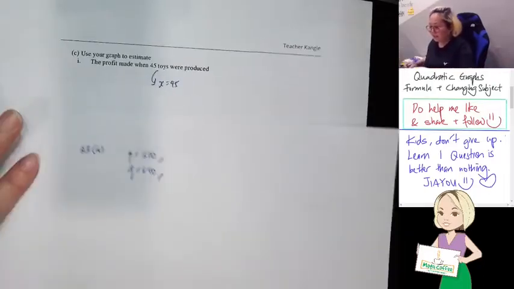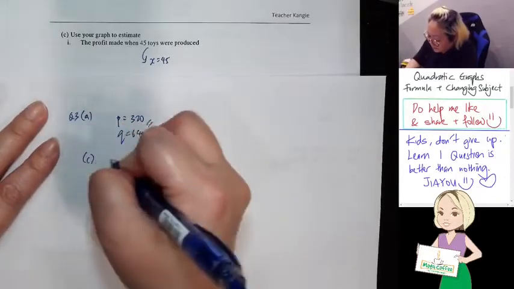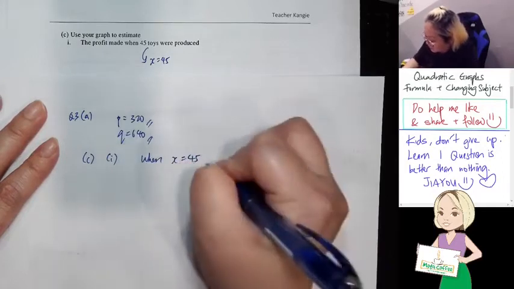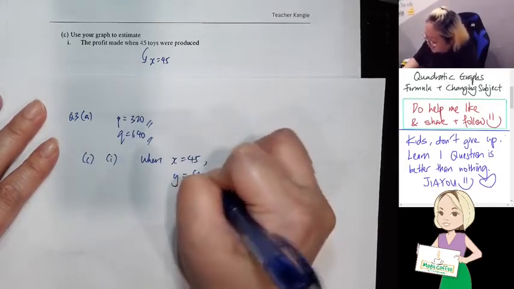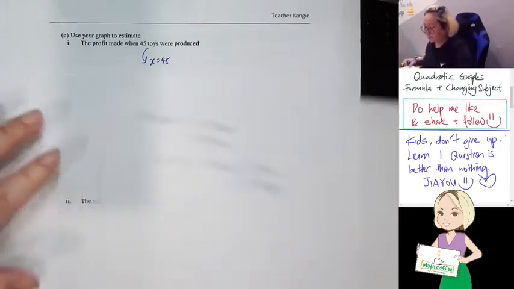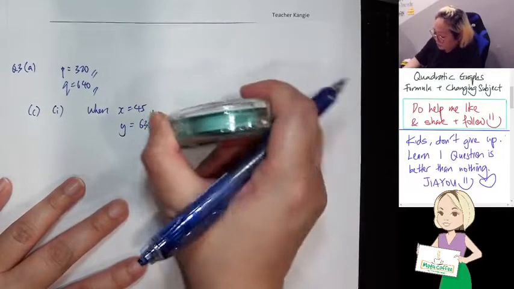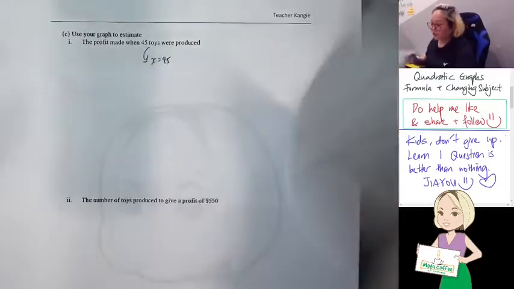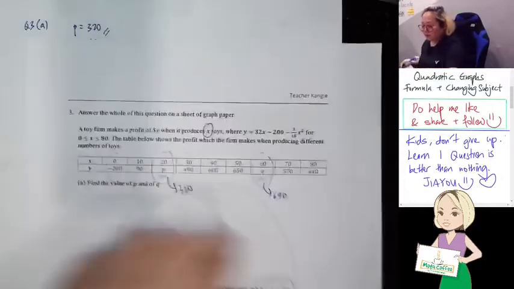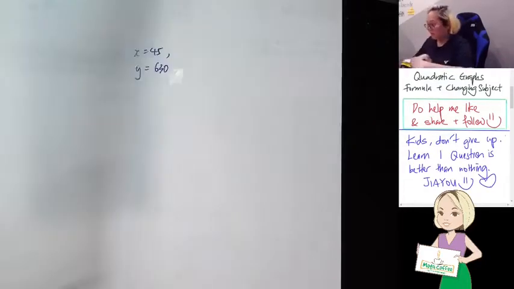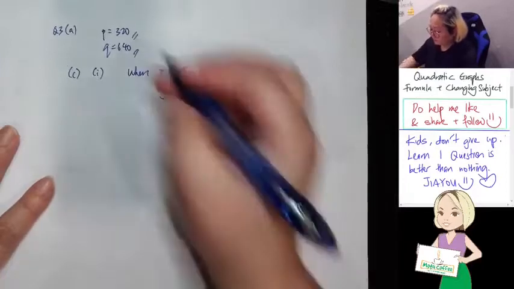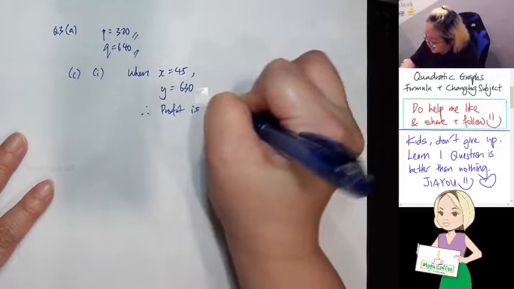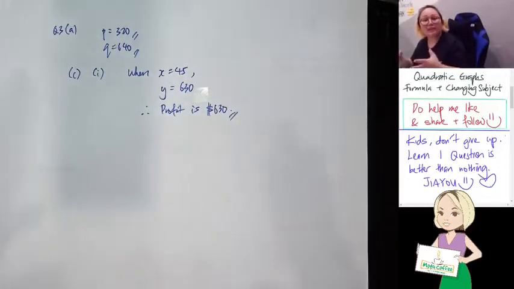My part C, so I will write C part 1. I will say when X equals to 45, my Y is equals to 630. Done. But wait, I don't want to put like that. You know why? Because they ask you what is the profit. I know my Y is 630. And you will recall back what is Y. They mentioned that Y is the profit. Okay? So I will say that therefore profit is $630. We answer their question. Write the statement and answer their question.